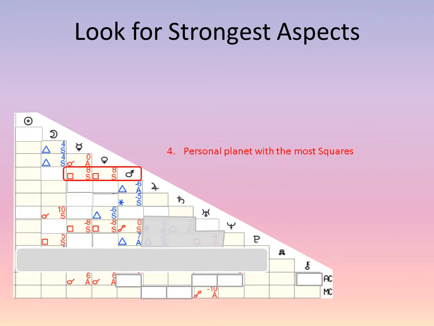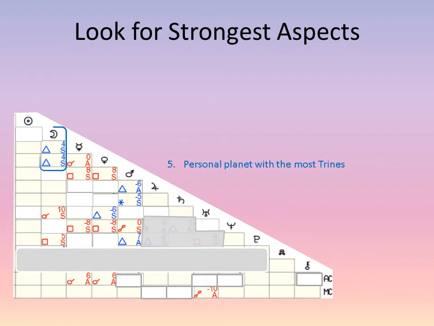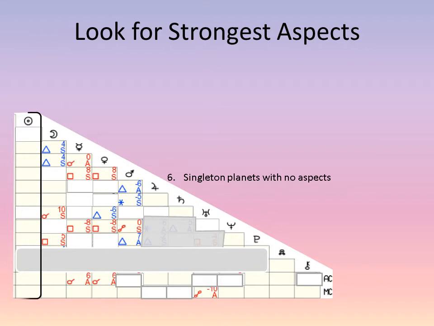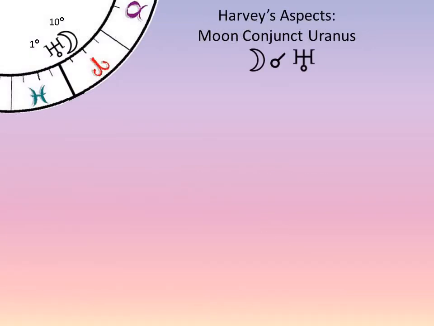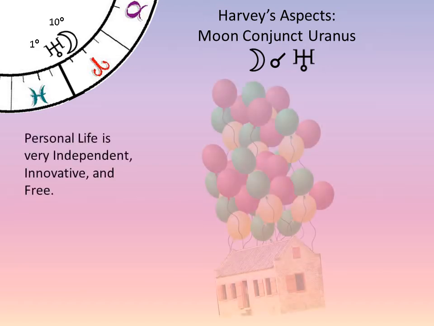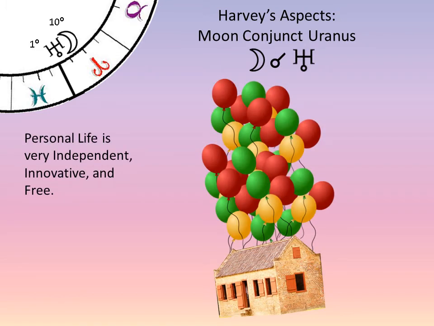Then you look at the personal planet with the most squares, which is Mars, and the personal planet with the most trines, which is the Moon. And then a singleton planet with no aspects, which is the Sun here. That stands out. So let's look at Harvey's aspects: Moon conjunct Uranus. So his personal life is very independent, innovative, and free.